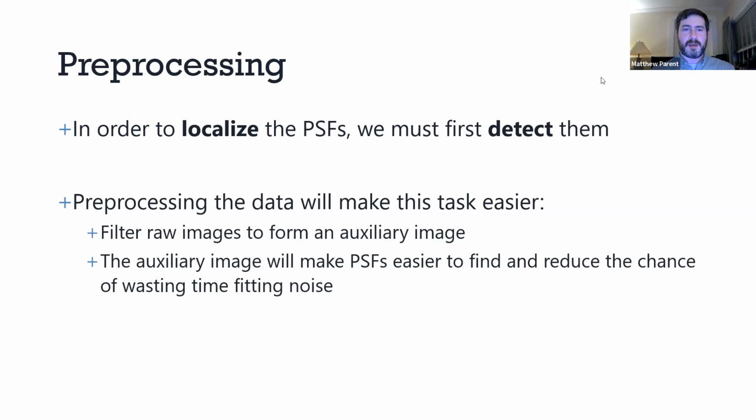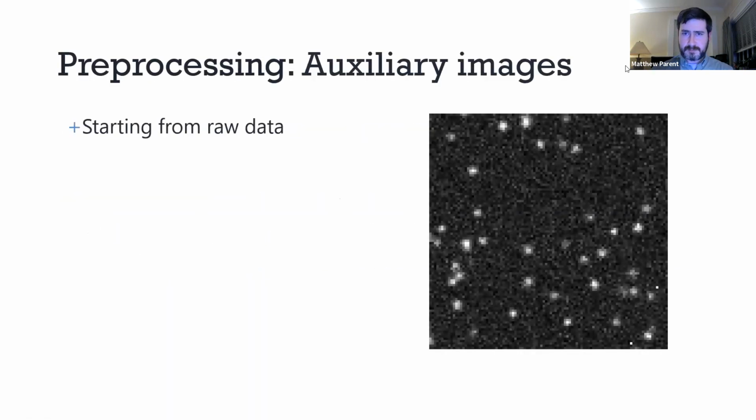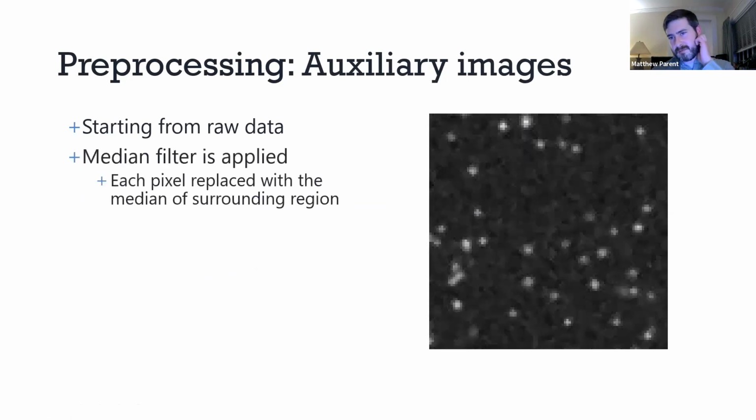The first thing I'll do is take the raw images and filter them to form an auxiliary image. I'm going to use that auxiliary image to reduce the number of bad fits that I might get, and make finding the PSFs much easier. Starting from this raw data, the first thing I'm going to do is median filter it. This might seem like an odd choice because it blurs the image, but this is just the auxiliary image. It's just going to help me later, so I don't care if I blur this too much. I'll deal with that later.